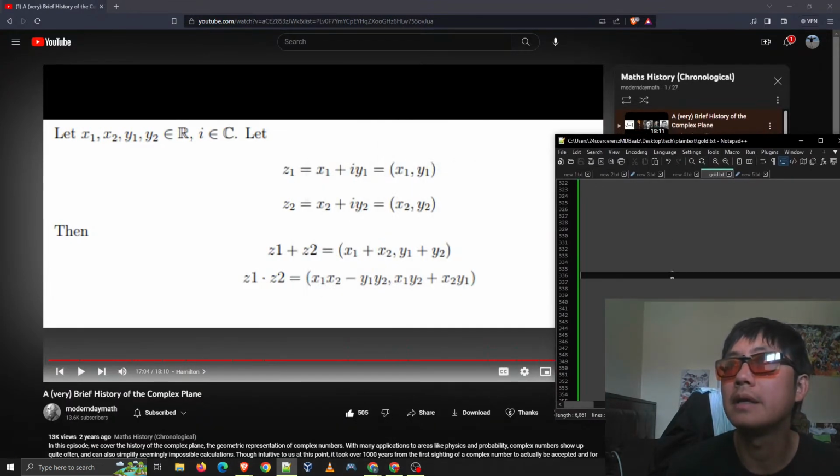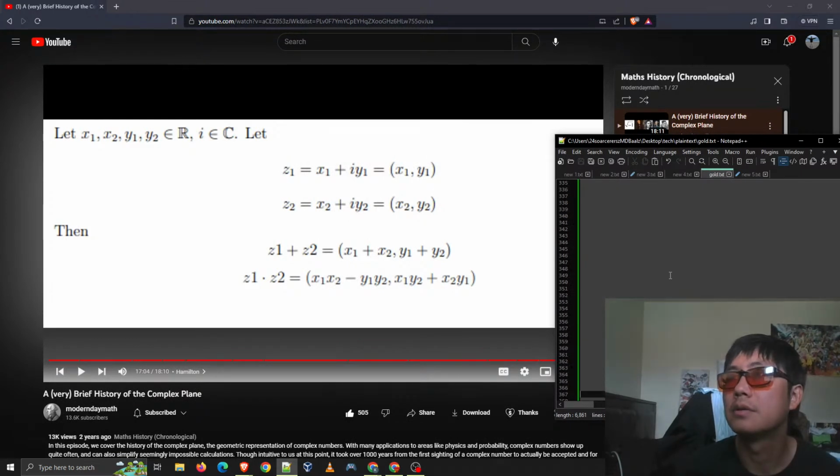So multiplying is a little more complicated. Let's see, z1 equals x1 plus y1 i, and z2 equals x2 plus y2 i. You do z1 times z2. You're going to use FOIL: first, outer, inner, last.